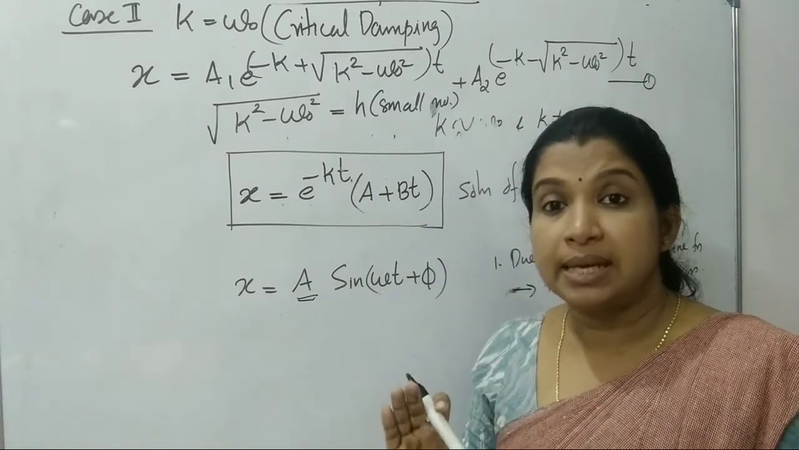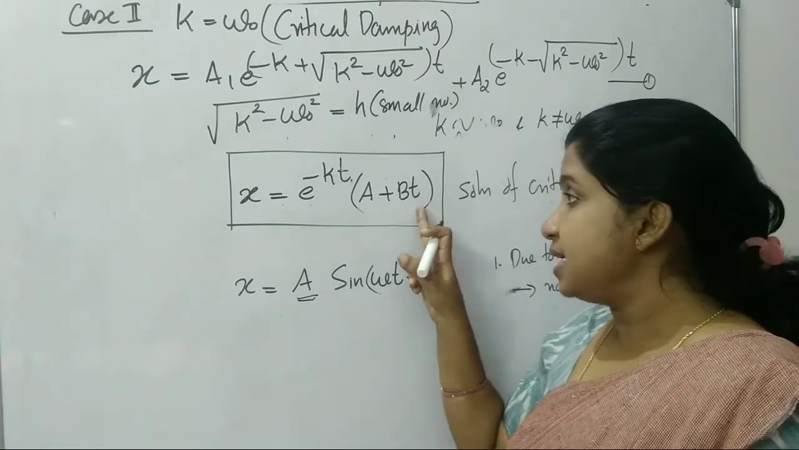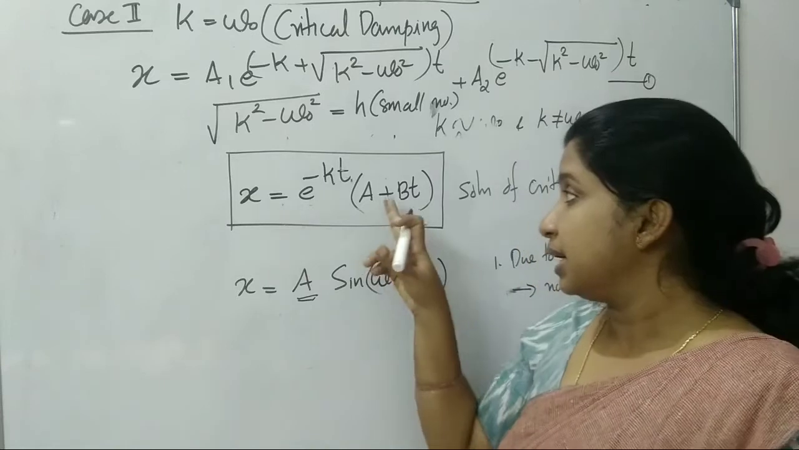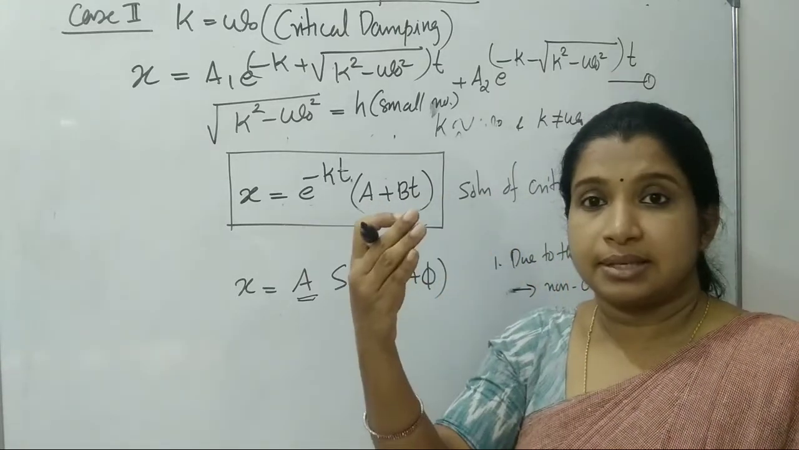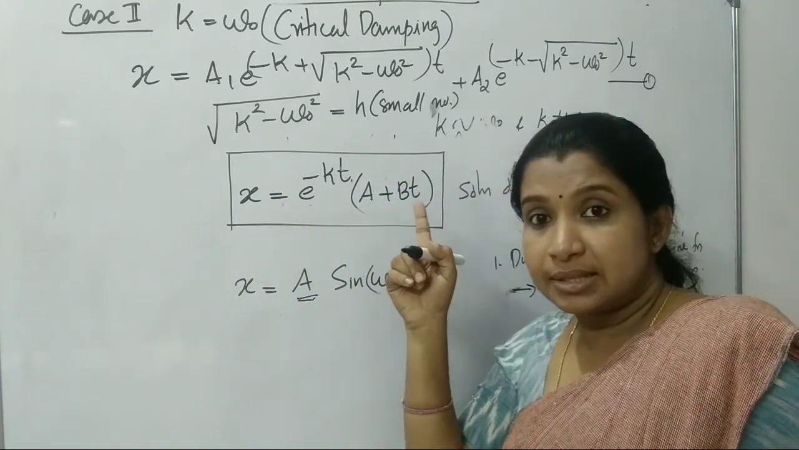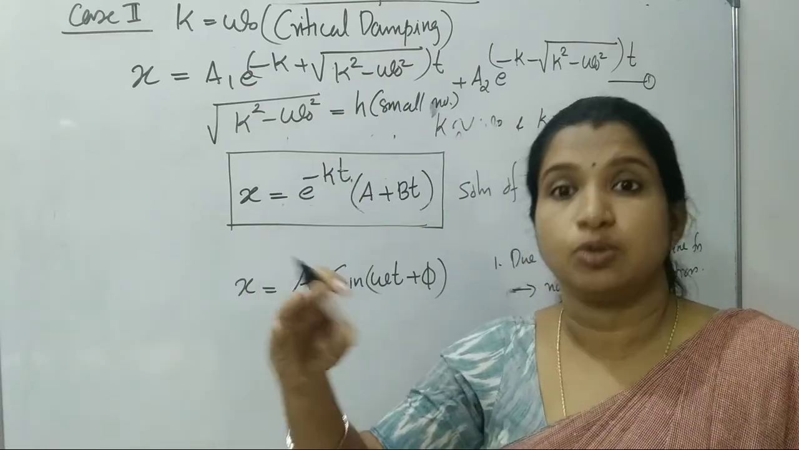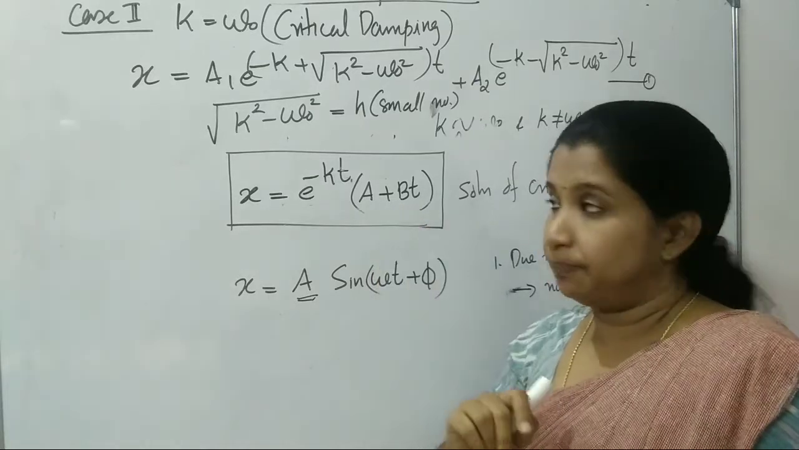What is a plus bt? It is a linear term. What's the meaning of linear term? If t increases, x also increases. That is called a linear term. If we take a and b as two constants, when t increases, x also increases. That means initially the amplitude increases. So there is a tendency to move faster due to the presence of this linear term.